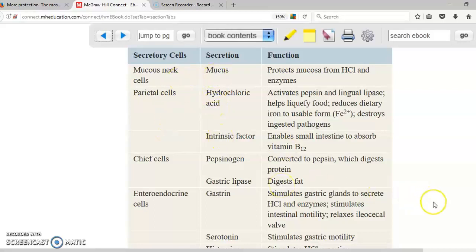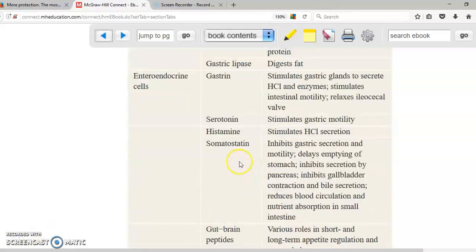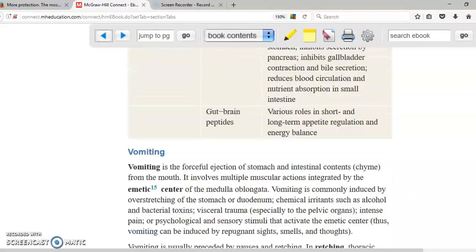Chief cells, they produce pepsinogen that is going to be converted into pepsin, and gastric lipase that is going to help us digest fat. Gastrin stimulates the secretion of the acid and also stimulates the movement of the small intestine. Serotonin stimulates gastric motility. Somatostatin is very important because this inhibits the gastric secretion and motility.